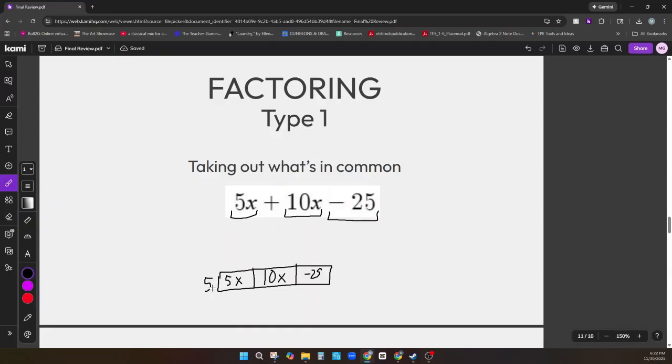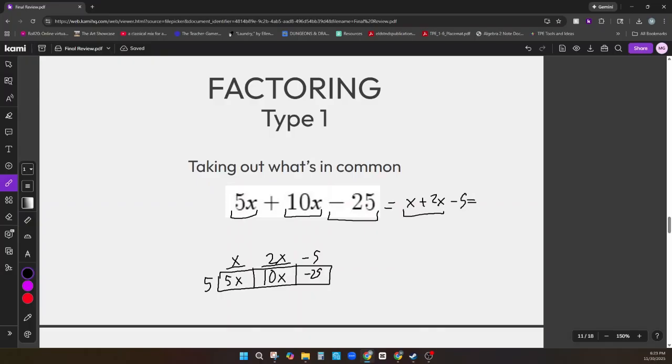So from there, I could actually take out a 5 from each of these. So 5 times what gives me 5x? That's going to give me a missing x. 5 times what gives me 10x? That's going to give me 2x. 5 times what gives me negative 25? That's, of course, going to be negative 5. So this is all going to equal x plus 2x minus 5.